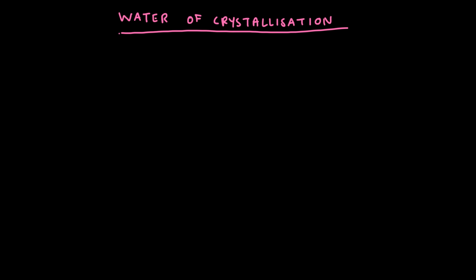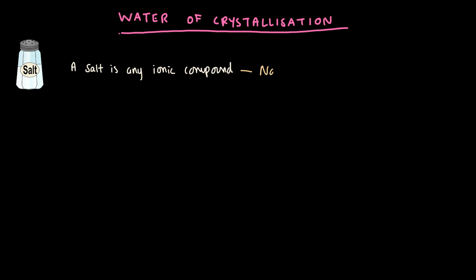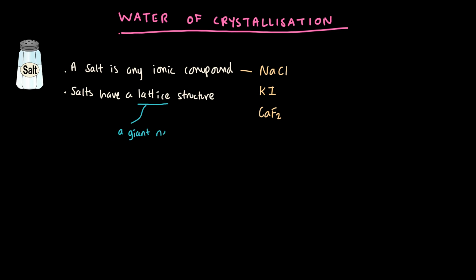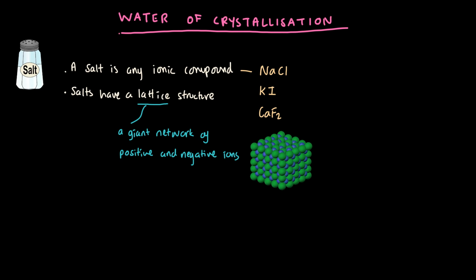In chemistry, when we say salt, we aren't just referring to salt that goes in your food. A salt is basically any ionic compound, such as sodium chloride, potassium iodide, and calcium fluoride, and so on. Salts have a lattice structure, which is a giant network of positive and negative ions.